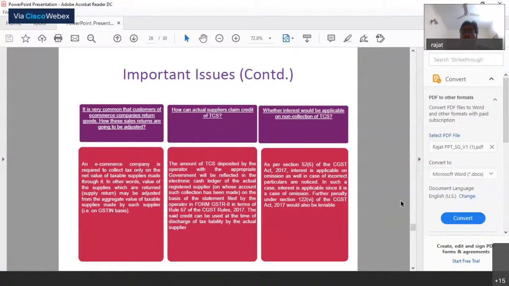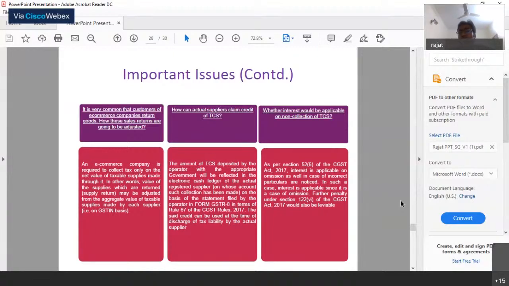The other important issue with respect to tax collection at source is, I think this was one of the questions that was also asked. It is very common that the customers of an e-commerce company return goods. How are these sales returns going to be adjusted? Like I said, the tax collection at source is applied on net taxable value, which means that if you supply goods worth rupees 100 on your platform and goods worth rupees 50 have been returned to you, the tax collection at source by the e-commerce operator should be on 100 minus 50.